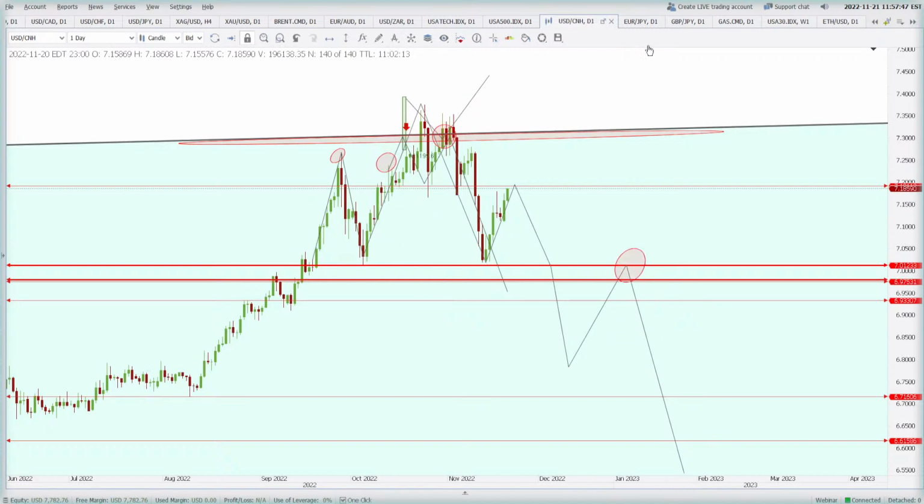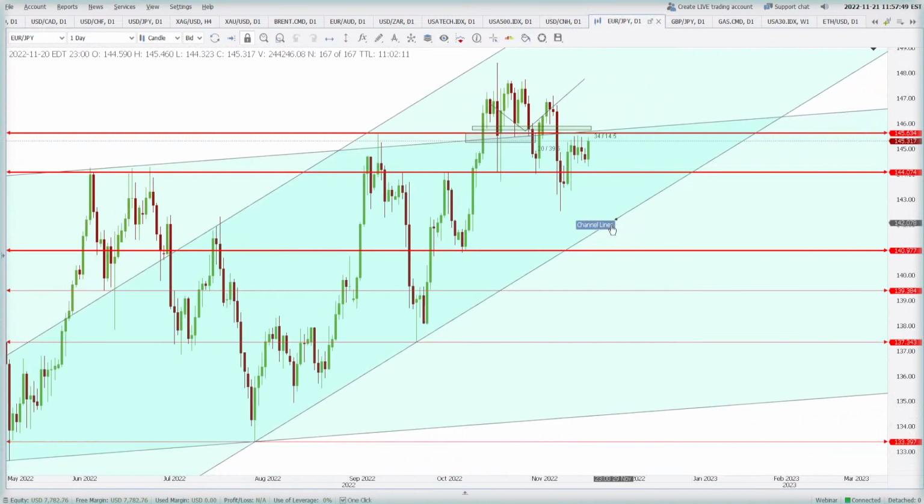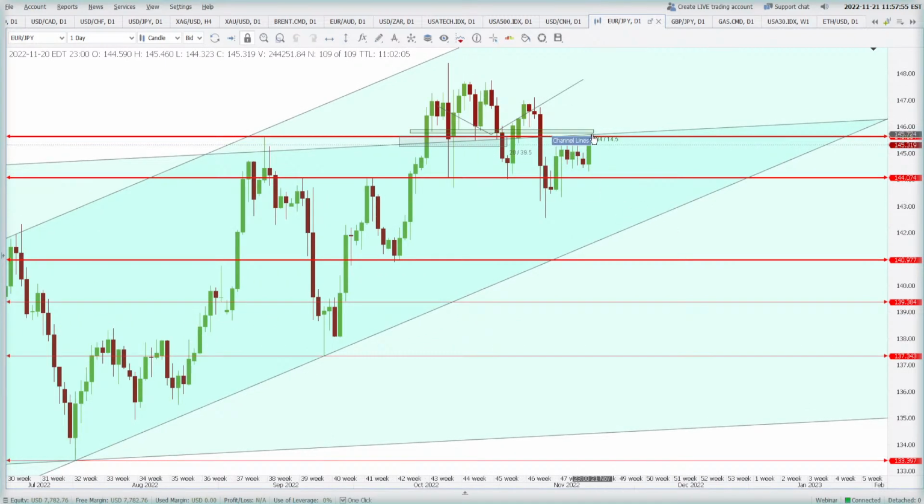All right. Euro JPY is all buy above 145.63. 145.63 is the immediate resistance, 144.07 is the immediate support.